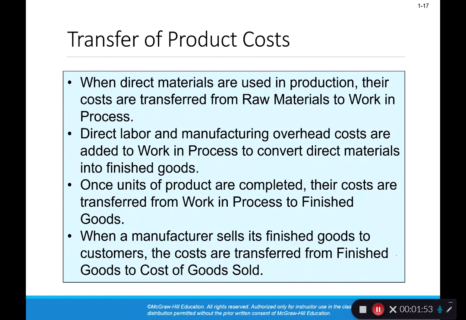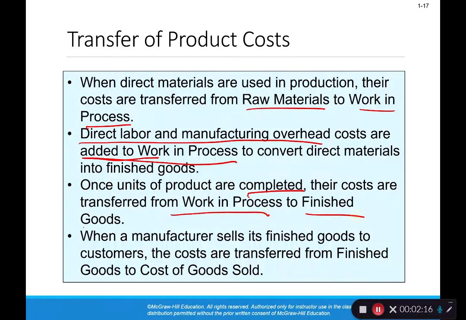So basically the way product costs flow through the system is you have direct materials that are used in production. Those costs are transferred from raw materials to the work in process account. Then you take labor and overhead costs. Those get added to work in process. And then once the units are complete, we go from work in process to finished goods. And then finally, and only after we sell the units, we go from finished goods to the customer, which then makes it an expense, cost of goods sold.